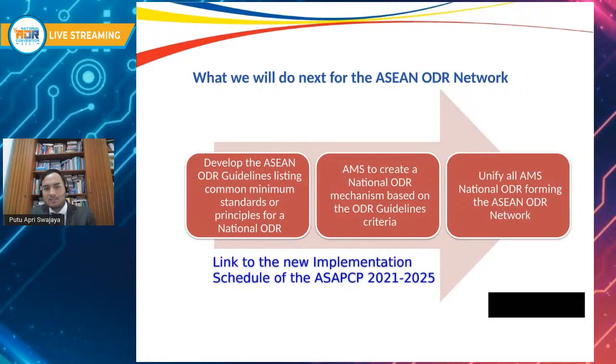These are national milestones to be driven by the respective consumer protection agencies in the AMS, with the support of dialogue partners. Once a critical number of AMS have developed their ODR, we will be able to establish an ASEAN ODR network according to the model set out in our feasibility study. Our target is to have the ASEAN ODR network online by 2025, as provided in our ASAPCP target, or earlier if possible.